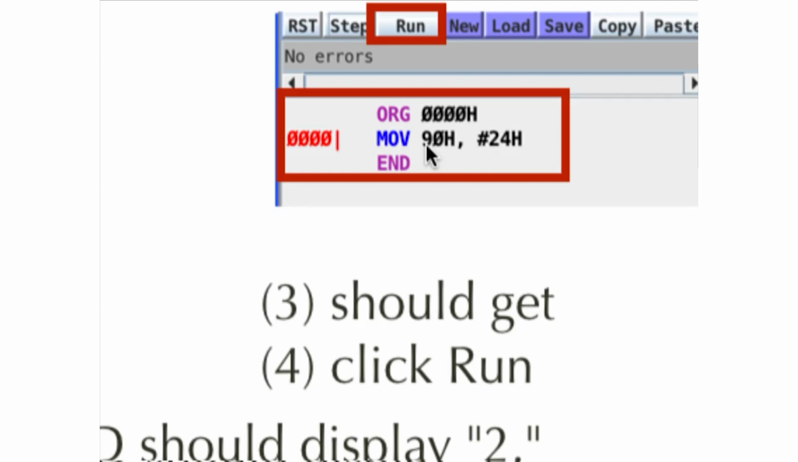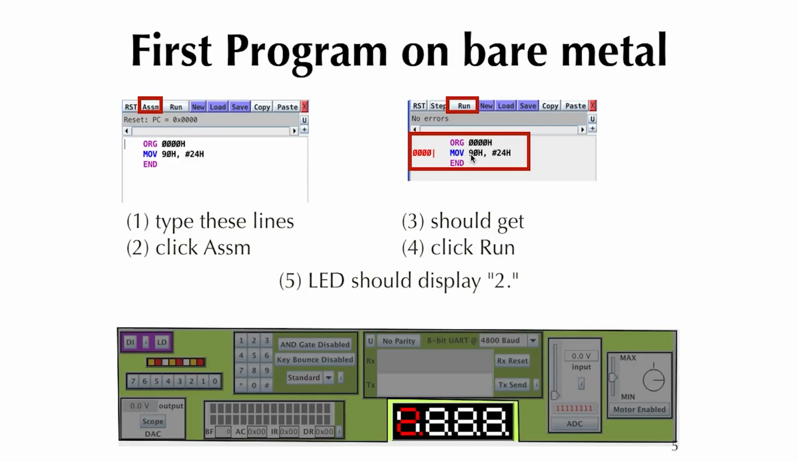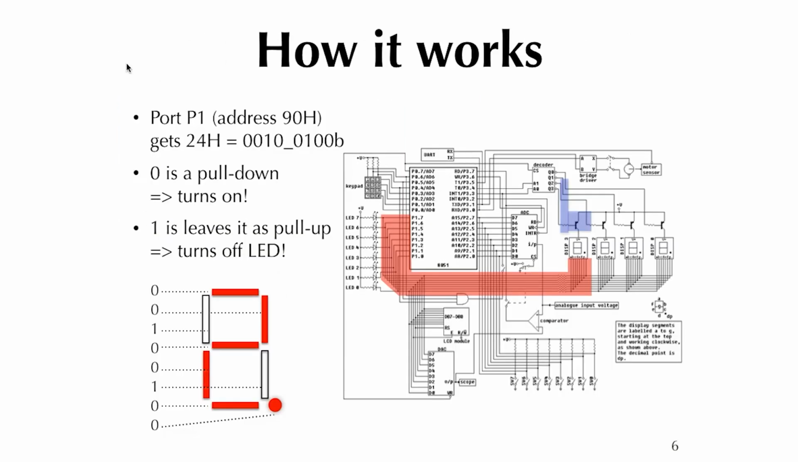Does that make sense? Okay, so P1 is not just an internal register. You can actually see it on the outside. If you take a chip, say P1, there's actually 8 pins. So here, P1.0, P1.1, all the way to P1.7. What does that mean? Bit 0 of P1, bit 1 of P1, bit 2 of P1, all the way to bit 7 of P1.